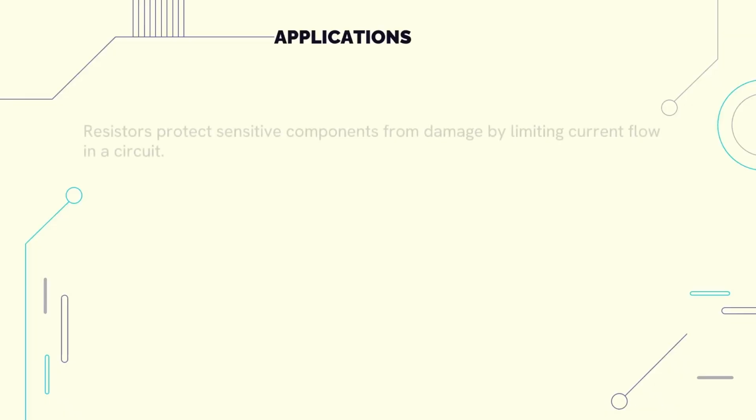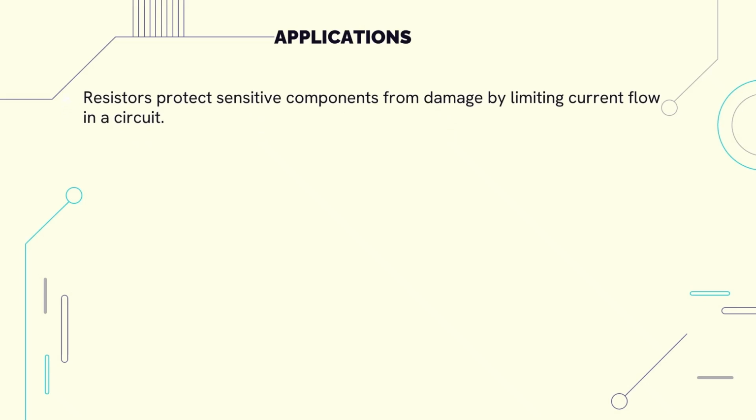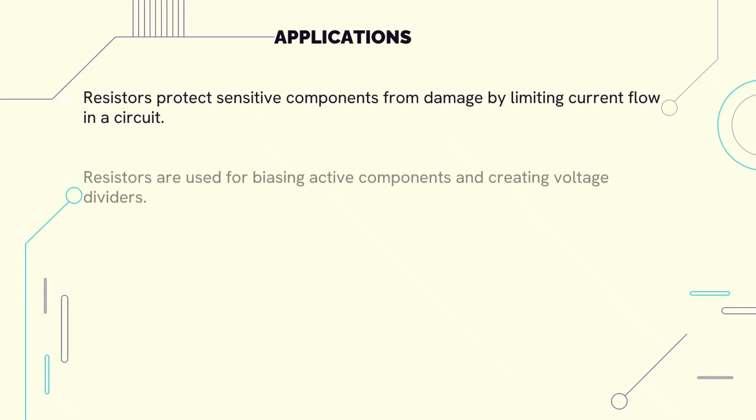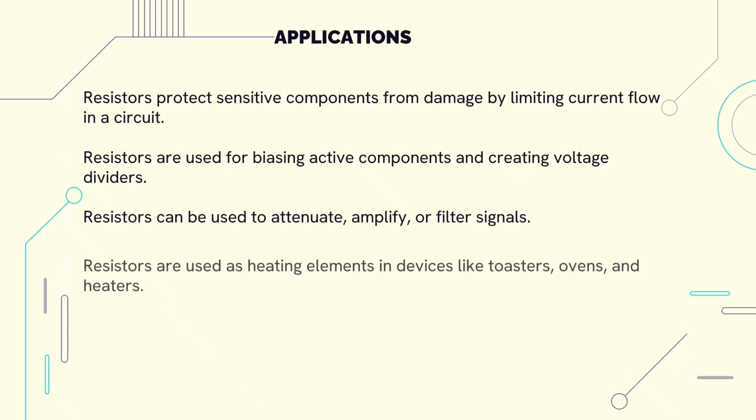Resistors are used to limit the amount of current flowing through a circuit, protecting sensitive components from damage. Resistors can also be used to create different voltage levels within a circuit, essential for biasing active components and creating voltage dividers. In addition, they help shape and modify signals, ensuring they are compatible with the rest of the circuit. That is, they can be used to attenuate, amplify, or filter signals.